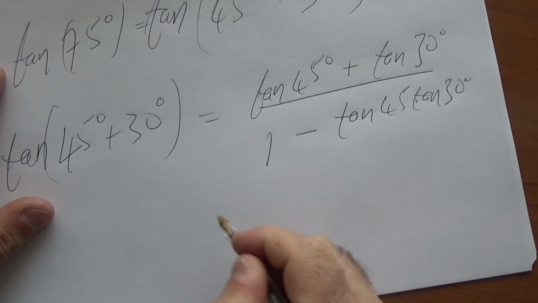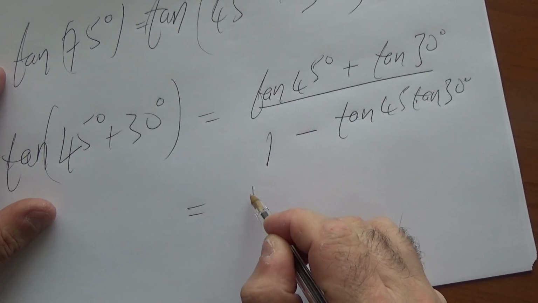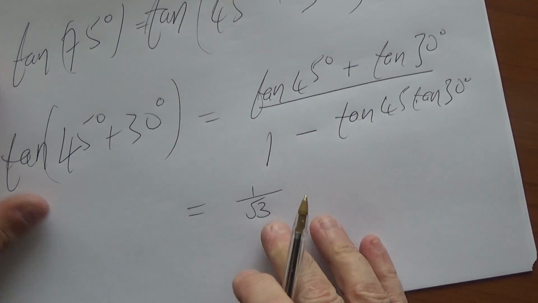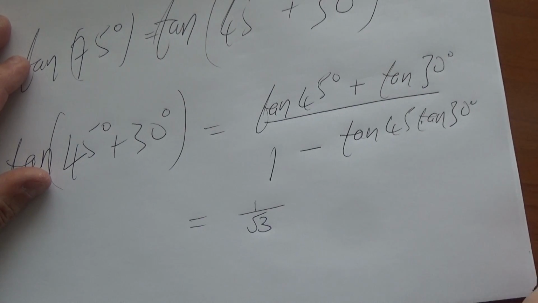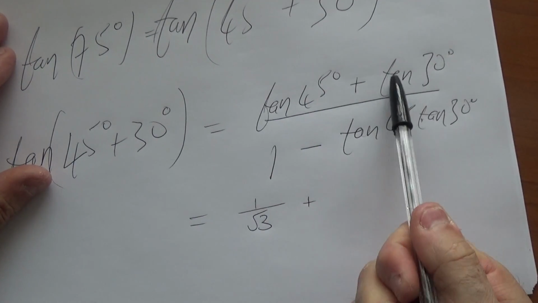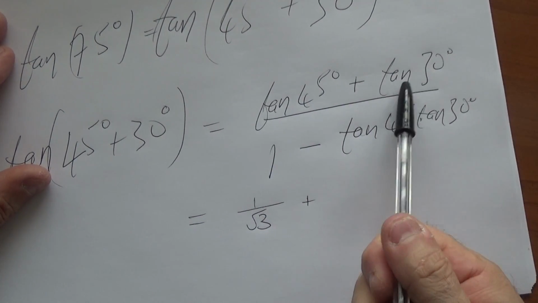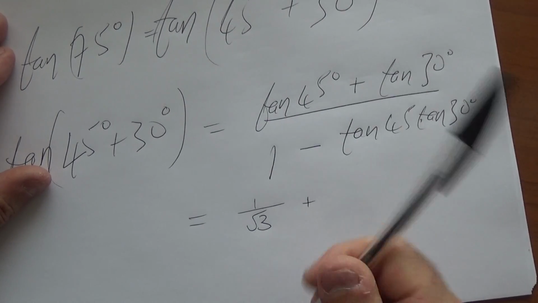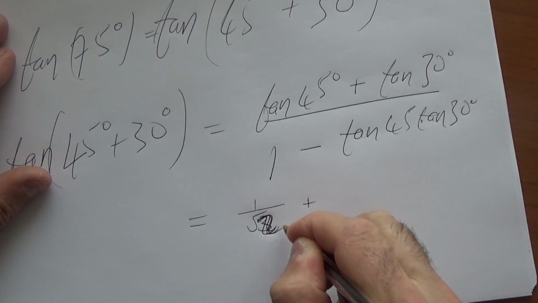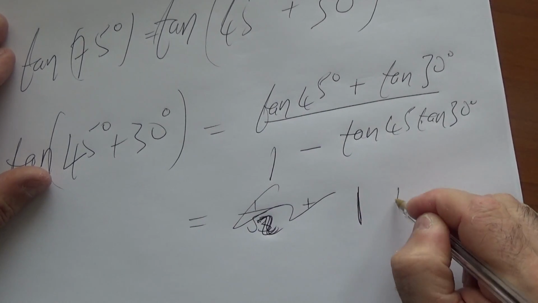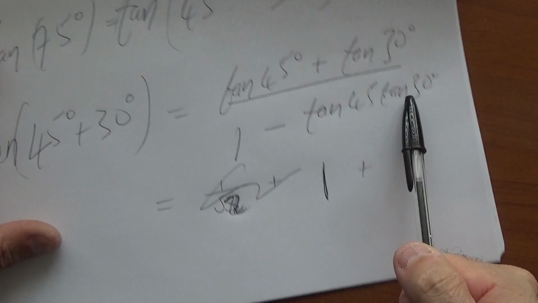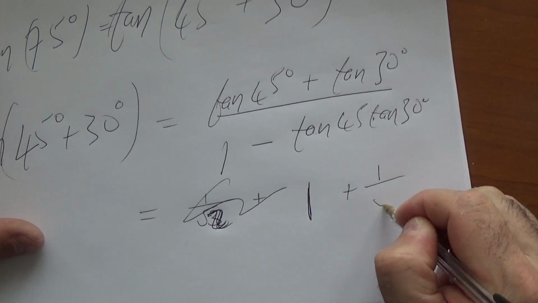Okay, so we start plugging in algebraic expressions, numerical algebra if you like, and we get, what's the tan of 30? The tan of 30 is 1 over root 3. So the tan of 45 is 1 over root 2. No, it's not. The tan of 45 is 1. The tan of 30 degrees is 1 over root 3.